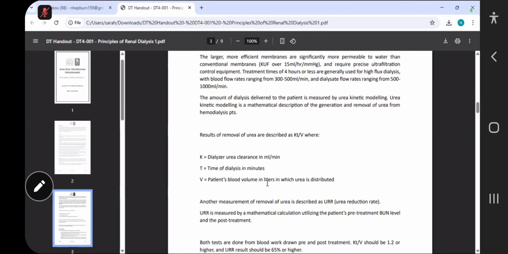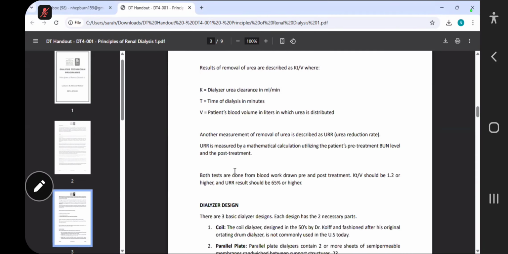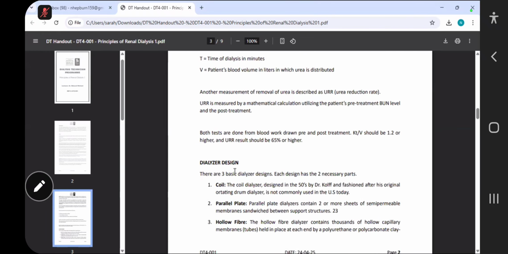So we have the Kt/V, where Dr. Michael did the Kt/V with you all, and the URR result.